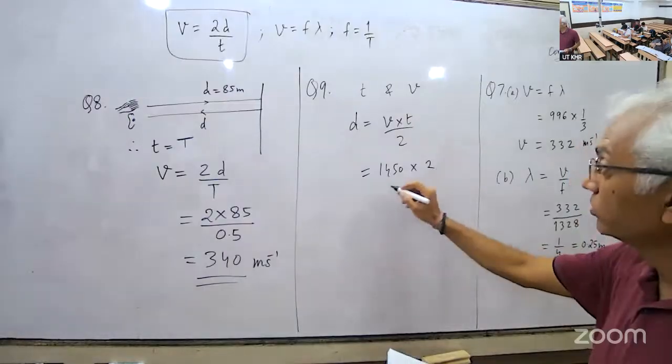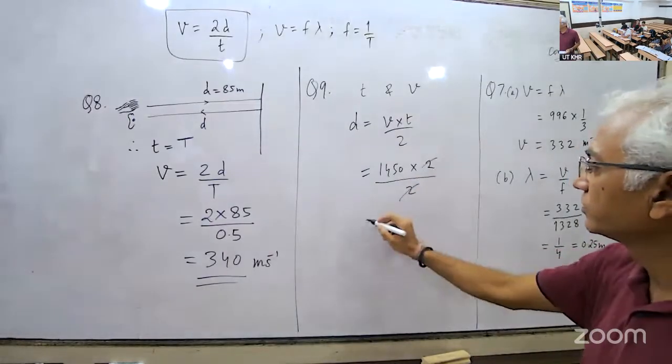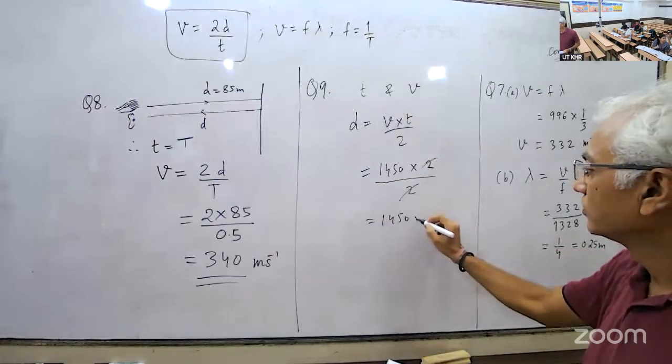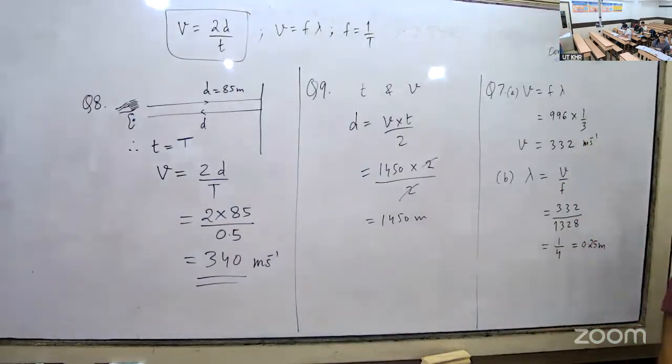T is 2 divided by 2. Same. This is the same.